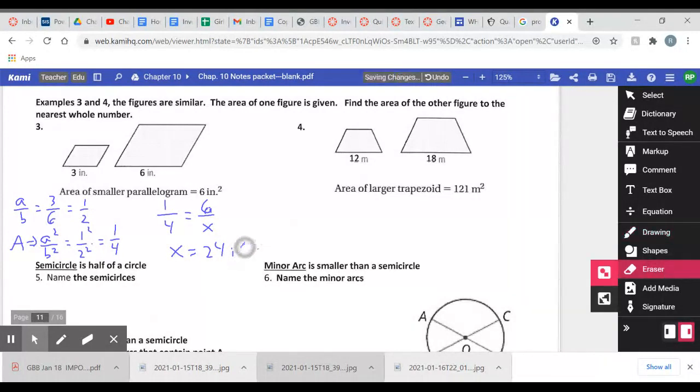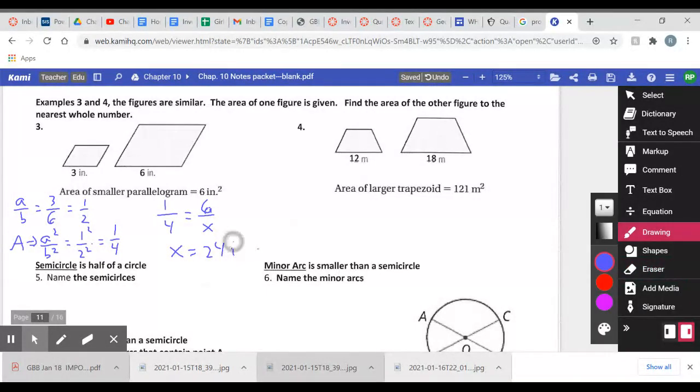That didn't turn out very well. I'll try that again. Inches squared. So that is my area.